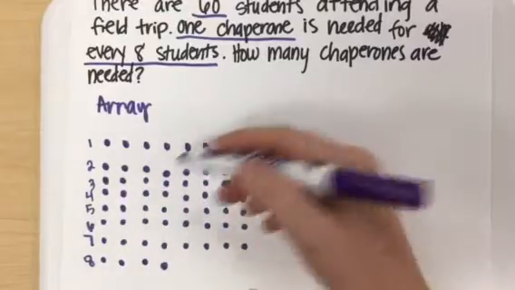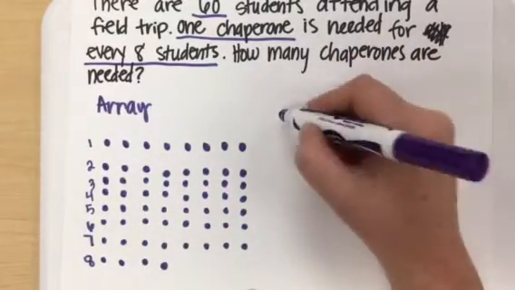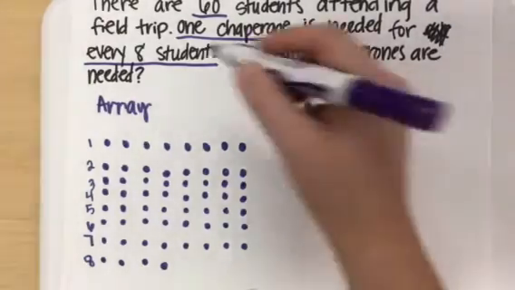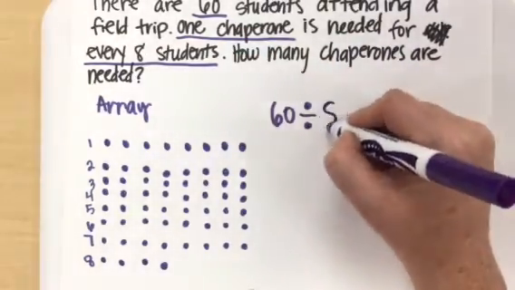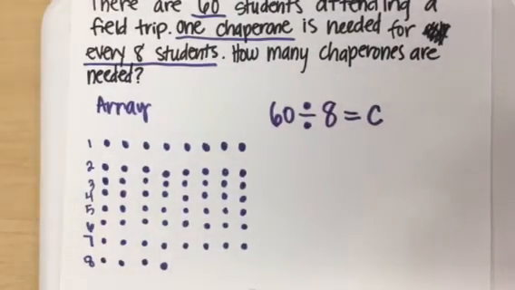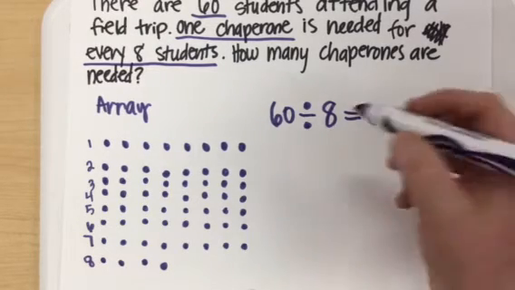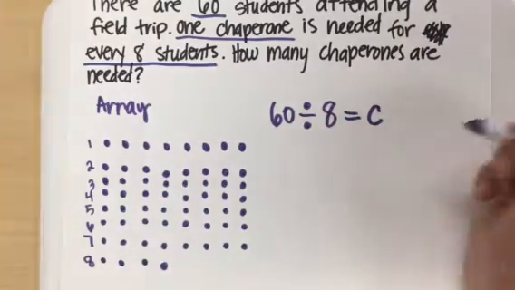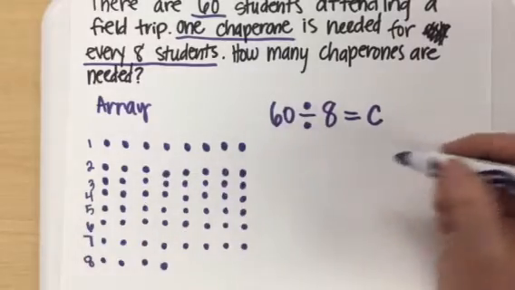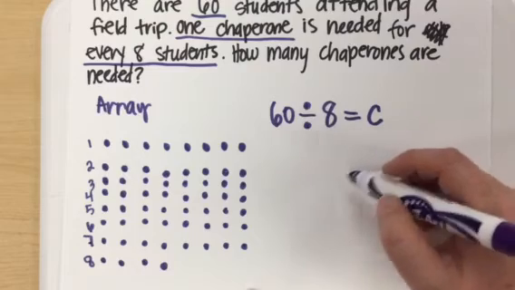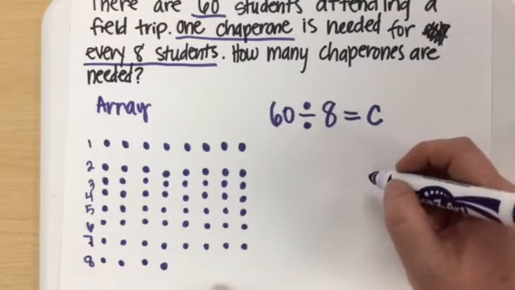So here's the array. Our equation was 60 students divided by 8 equals C, with C standing for how many chaperones we will need. And then my actual answer was 8 chaperones. Well, to check for reasonableness, we know that we did 7, and then we had to add 4 more. There were 4 more students.